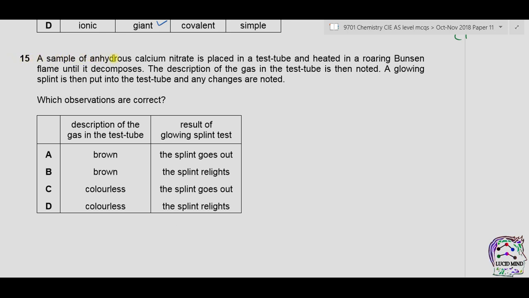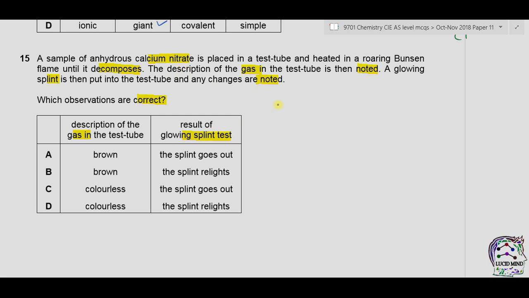Question 15. A sample of anhydrous calcium nitrate is placed in a test tube and heated in a roaring Bunsen flame until it decomposes. The description of the gas in the test tube is then noted. A glowing splint is then put in the test tube and any changes are noted. Which observations are correct? First observation is related to the description of the gas in the test tube. Second is the result of the glowing splint test.